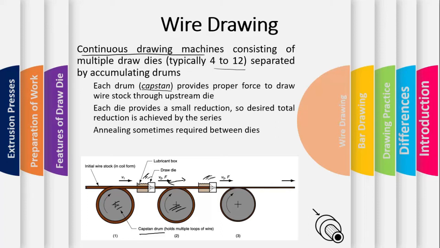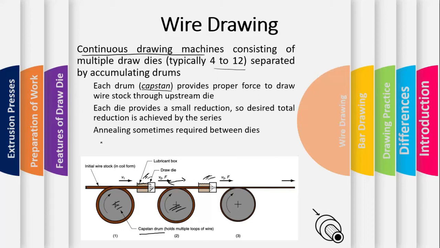Then we have, as you can see here, before this die cavity, this is our die's reduction in diameter. Before this die, the wire is passing through this lubricant, so it is being lubricated before entering the die region. Each die provides a small reduction, so the desired total reduction is achieved by the series of dies. As we have already discussed, we have a series of dies, so they progressively reduce the diameter of the wire.